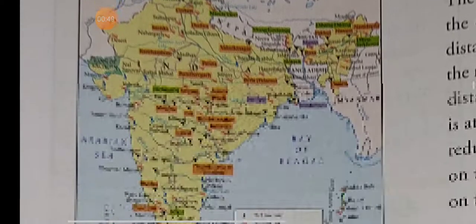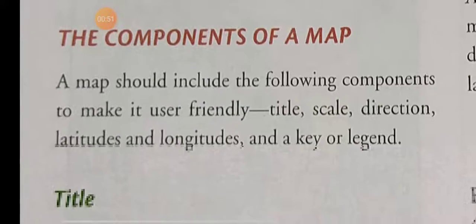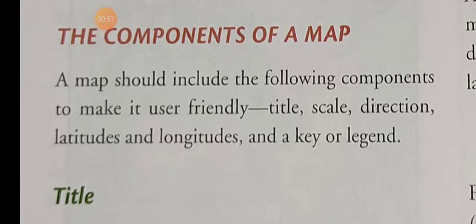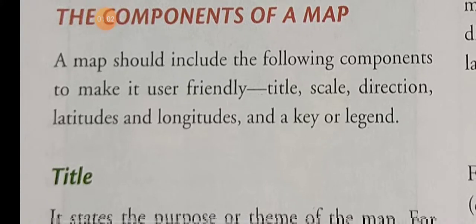What are the components of a map? A map should include all the following components. What components are required to fill the map? First one is the title, then scale, direction, latitudes and longitudes, and a key or legends. These are the colors and conventional signs and symbols. These two more. So these are the required components to make a map completely.